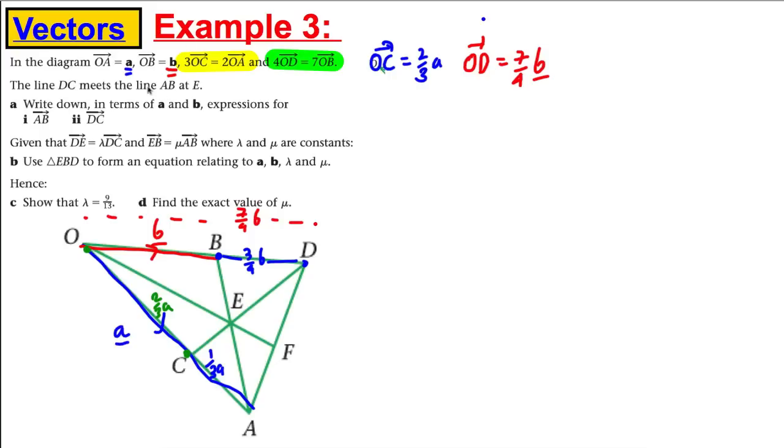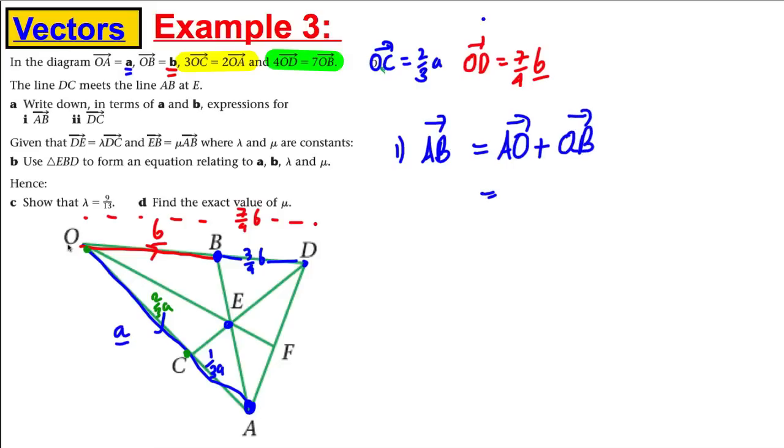We're told DC meets the line AB at E, so DC and AB meet here, and we're asked to write down various things. Firstly, we're asked to write down the vector from A to B. How do you get from A to B? Well, I would go A to O and O to B, so that's A to O plus O to B.